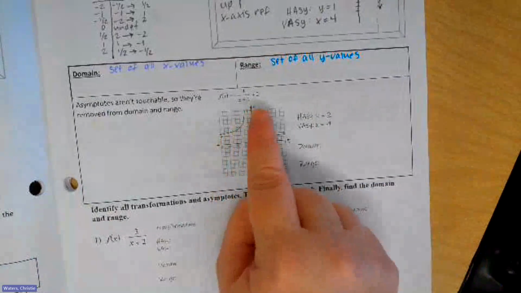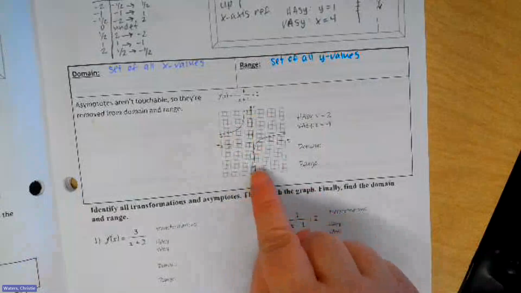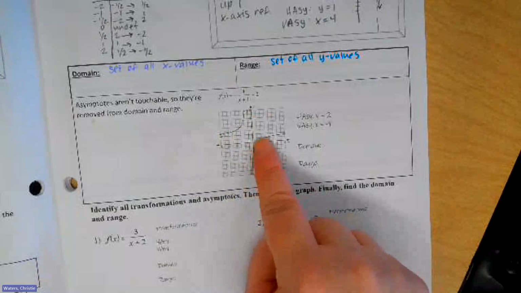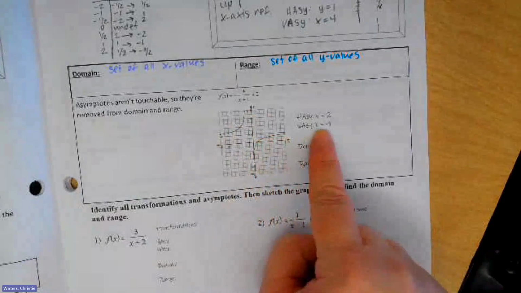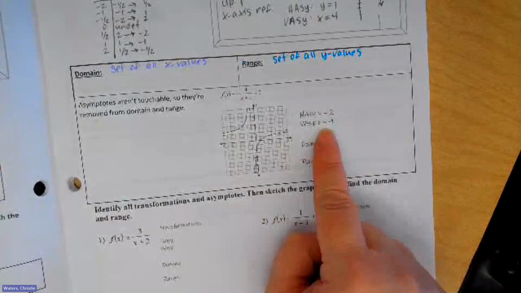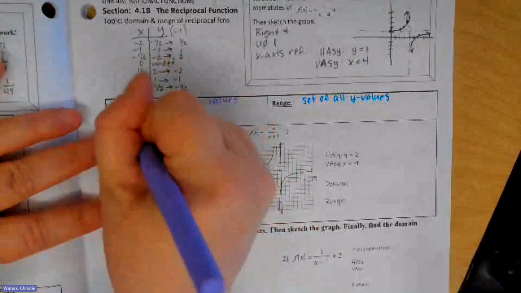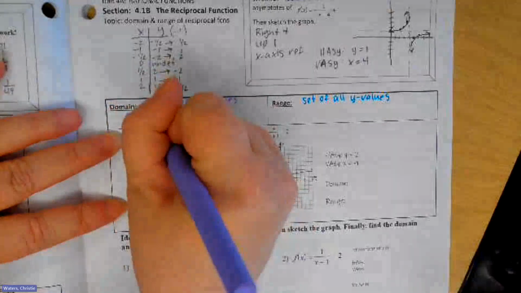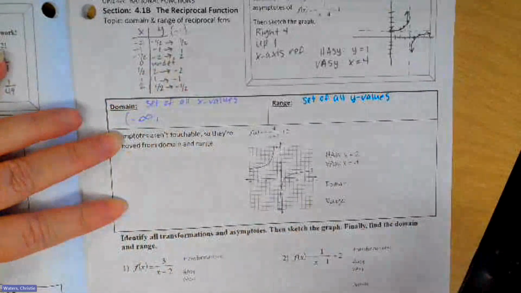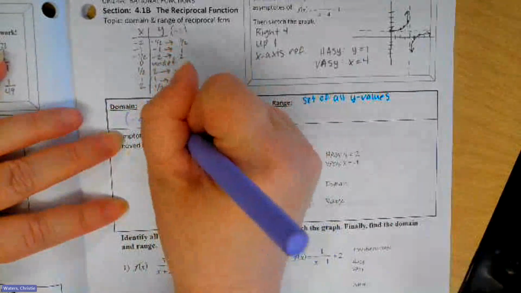So our domain goes from -infinity until we get to this asymptote, and then picks up again on the other side of the asymptote and goes towards +infinity. So the pattern that you're going to use for your domain is you're going to have -infinity until the vertical asymptote.